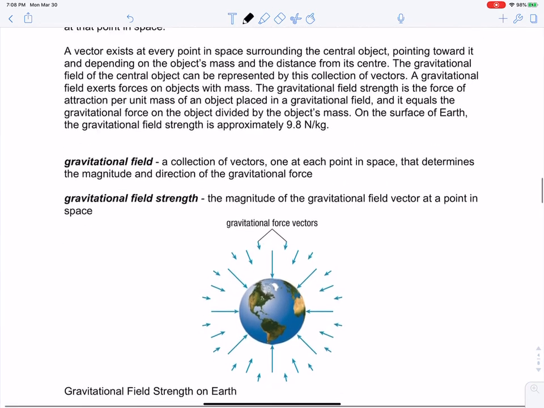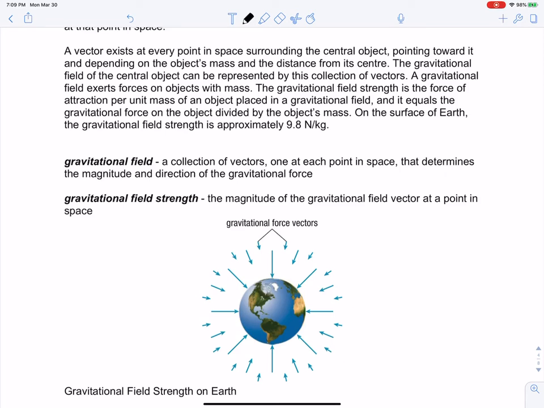A gravitational field exerts forces on objects with mass. The gravitational field strength is the force of attraction per unit mass of an object placed in a gravitational field and equals the gravitational force on the object divided by the object's mass. On the surface of Earth, the gravitational field strength is approximately 9.8 newtons per kilogram.